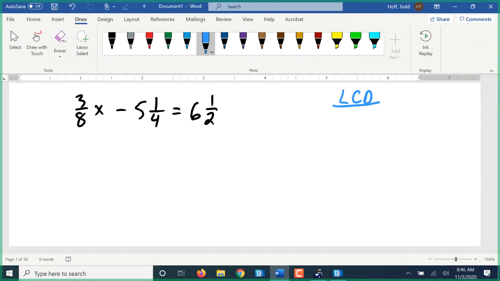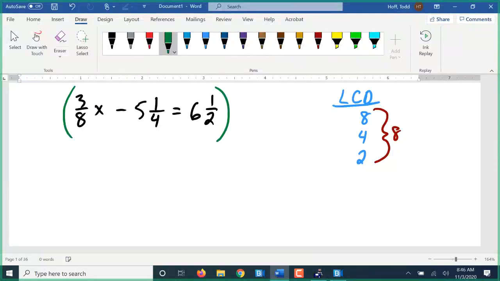We have denominators in this problem of 8, 4, and 2, which means the least common denominator is actually going to be the 8. All of those can be turned into 8s if we want them to. But rather than turn everything into an 8, what we're going to do is just multiply the whole equation by 8, which means each piece is going to get multiplied by 8.